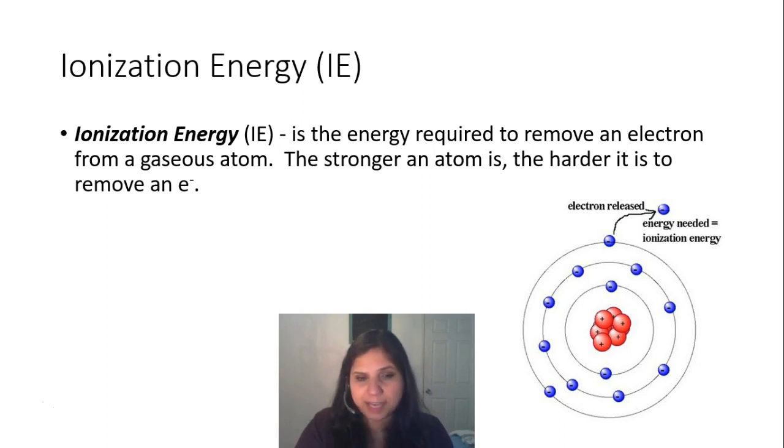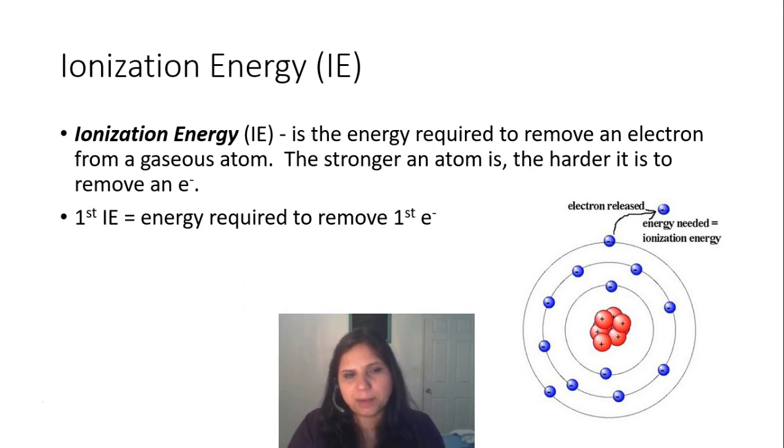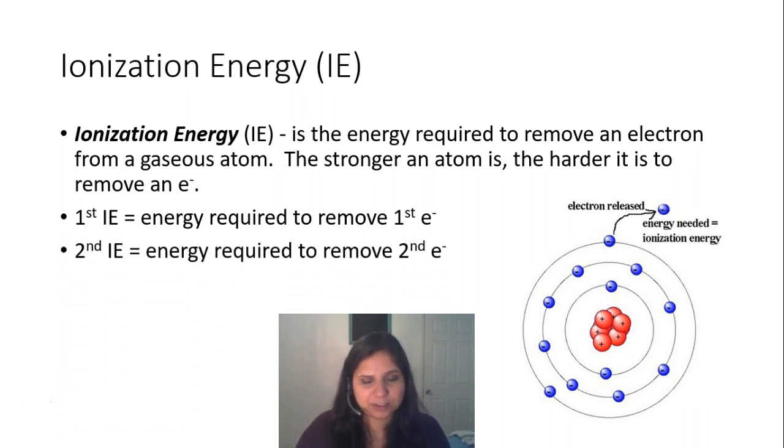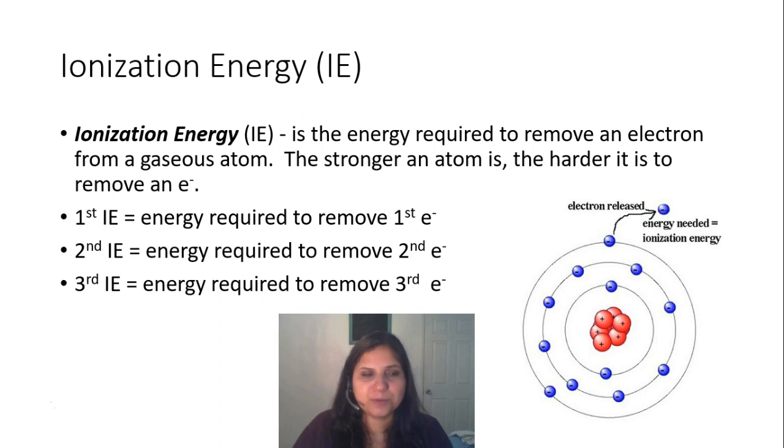Now, in terms of ionization energy, we could talk about several ionization energies, but we usually just talk about the first one. The first ionization energy represents the energy it takes to remove just that first electron. The second would be the second electron, and the third would be the third electron. So the first would be this one, and then we would move into the next shell and remove the next electron, and so on.